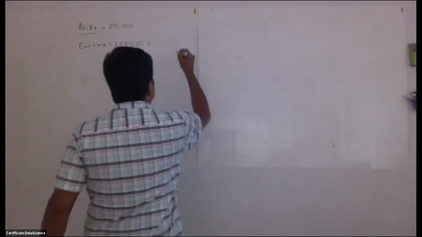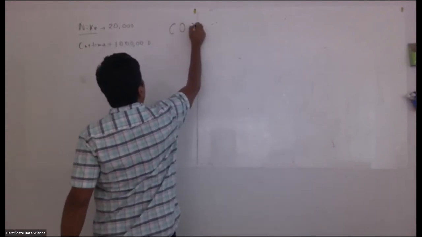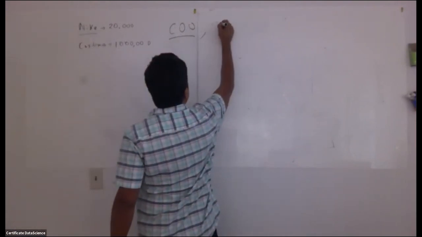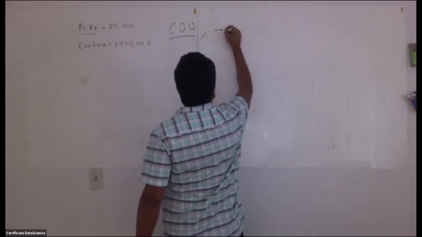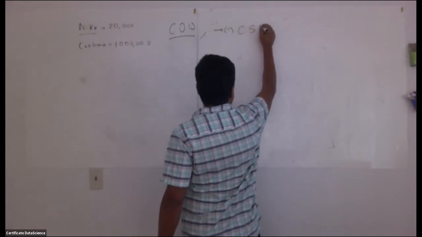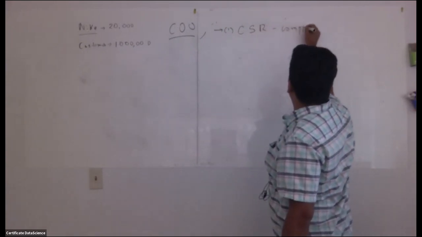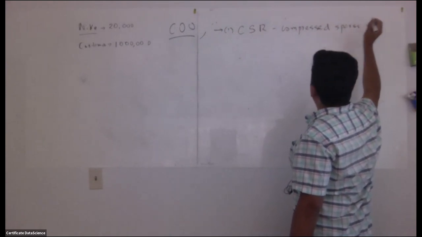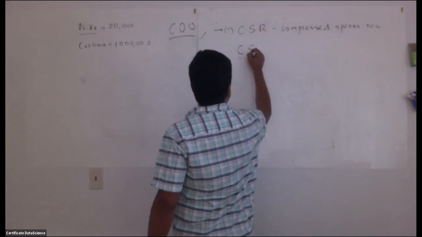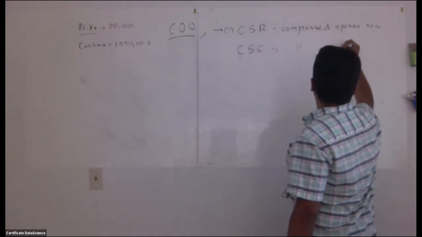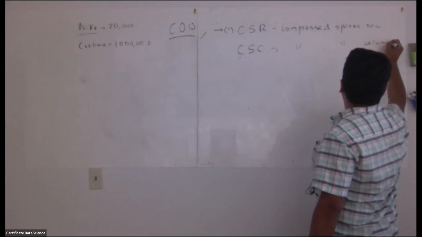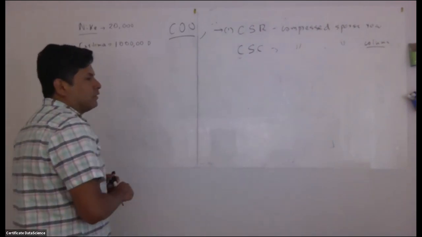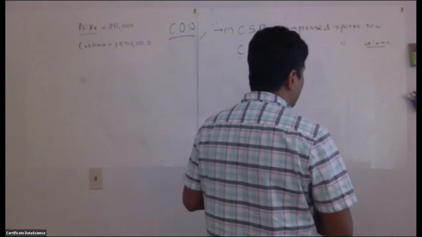Okay. So we have seen COO, the coordinate representation. What about other forms of representation? There are two others. One is called CSR, compressed sparse row form, and the other is CSC, compressed sparse column. They are almost similar, except for one minor difference. Let me explain how you can represent it.